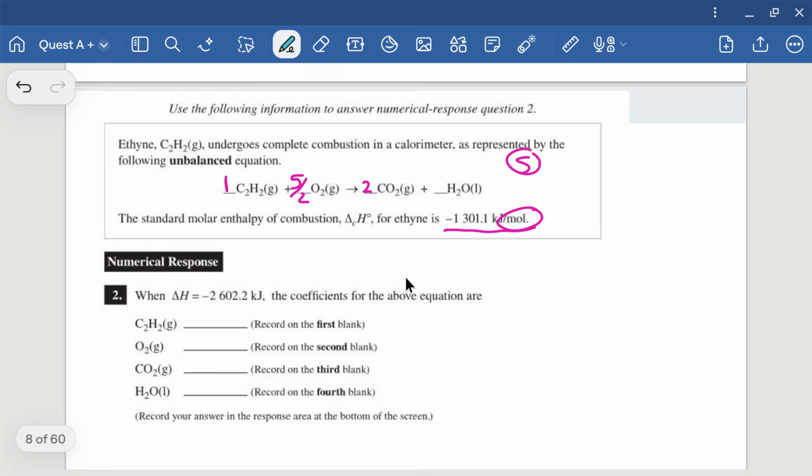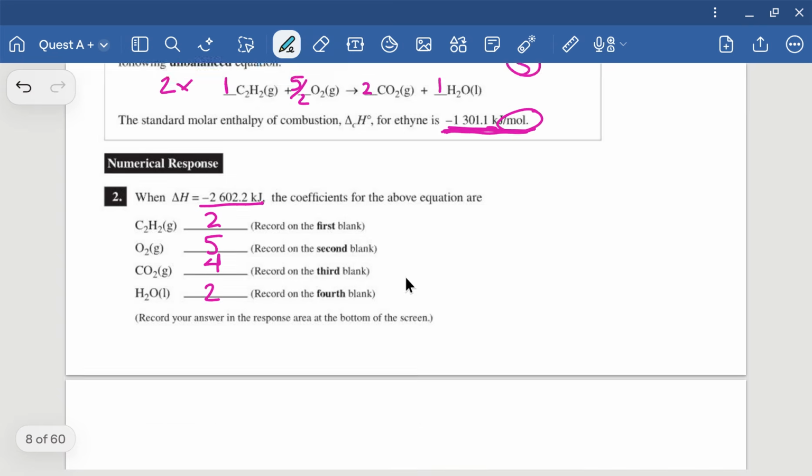And then when we're looking at this, so this is our reaction to make it fit our enthalpy. But notice here it's saying when our delta H is doubled, what would the coefficients be? So if we are doubling this value, that means we've multiplied this whole equation by 2. So multiplying by 2 means we have 2, 5, 4, and then there would have been 1 here as well, so 2.